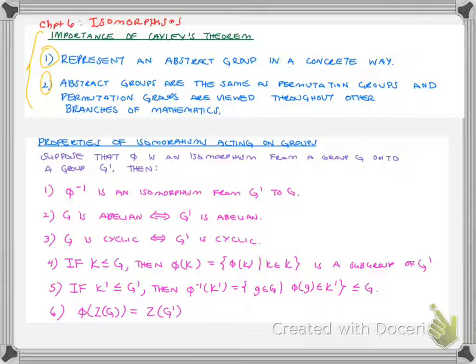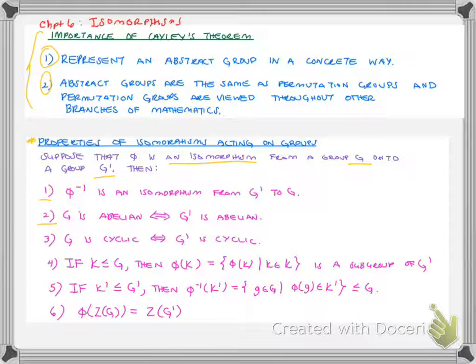Okay, so I do remember we wrote down the notes about the properties of isomorphism acting on an element. Now, in regards to acting on a group, suppose that phi is an isomorphism from a group G onto a group G prime. So in terms of groups, we have the following properties. And again, you may have this already. One, phi inverse is an isomorphism from G prime to G, right? Because when we talk about inverses, they flip our domain and range. Two, G is abelian if and only if G prime is abelian.